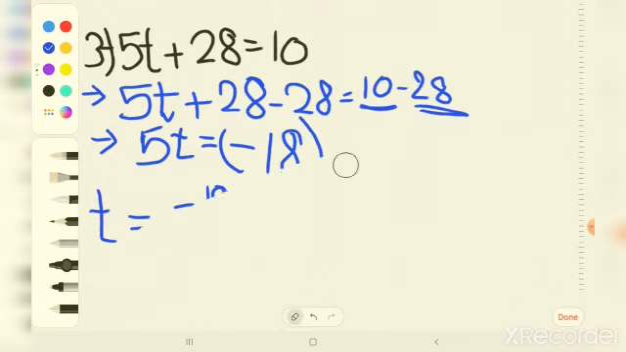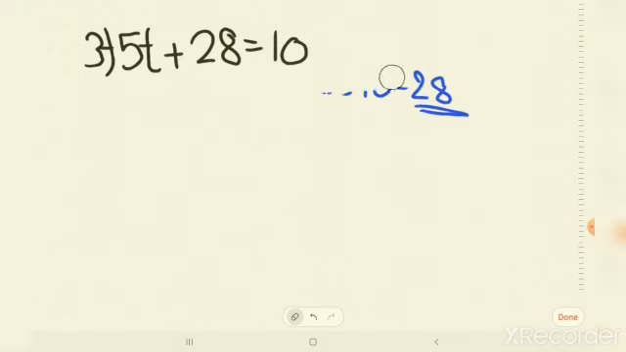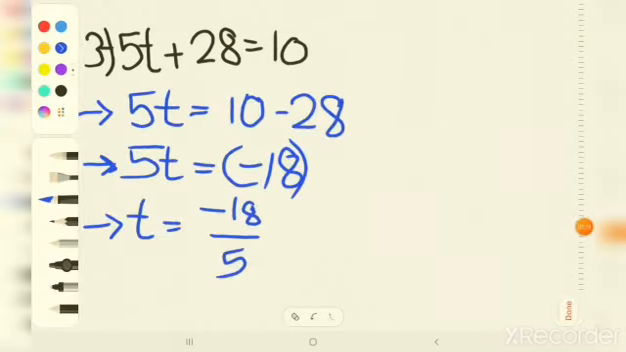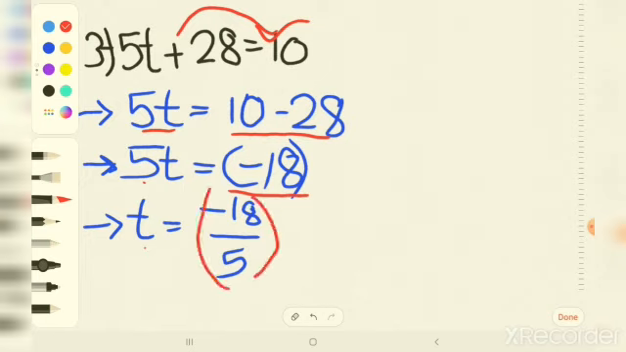Now we will try with the transpose method. You can again pause the video and try with the transpose method. I hope you have done it. I have also done this question using the transpose method. As you can see on the screen, 5t equals 10 minus 28. Then it will become minus 18. Now t equals minus 18 divided by 5, which we have obtained in the previous method also.